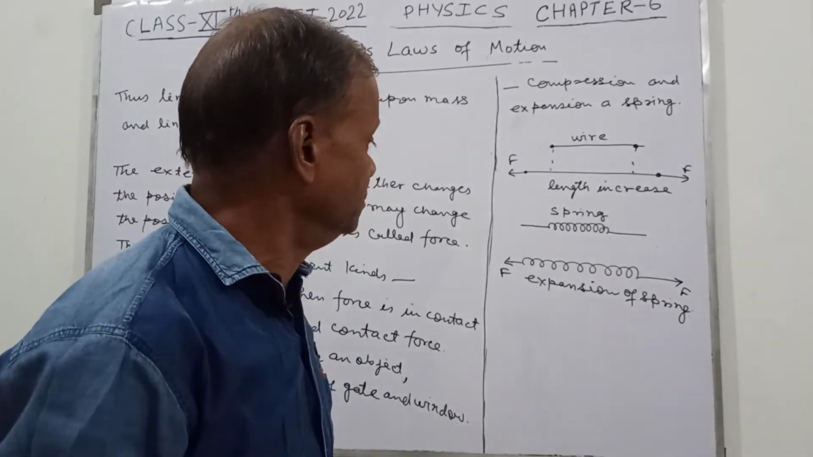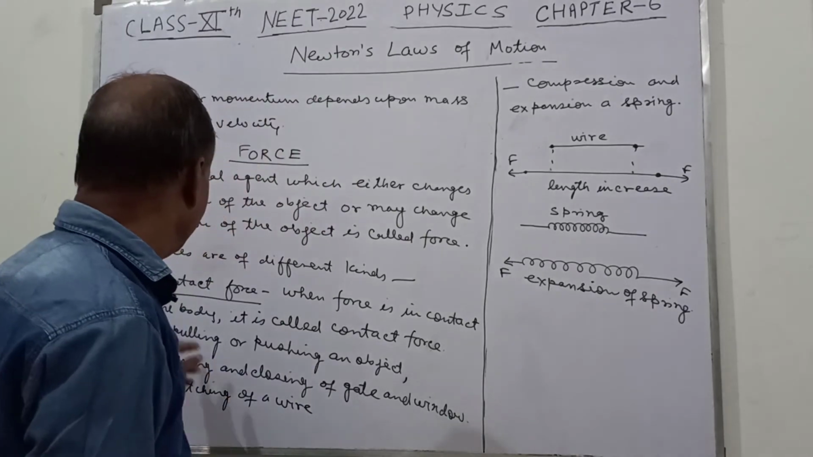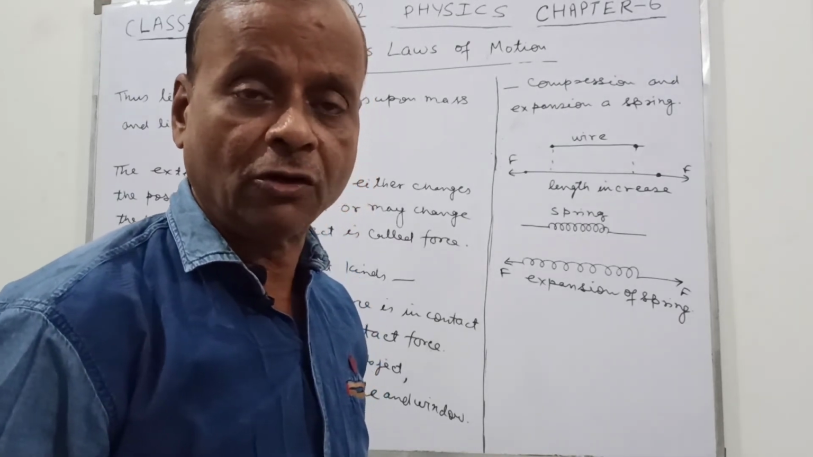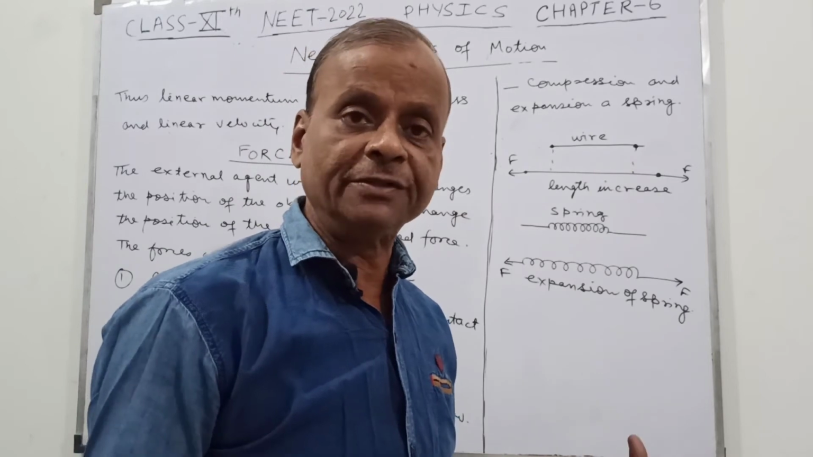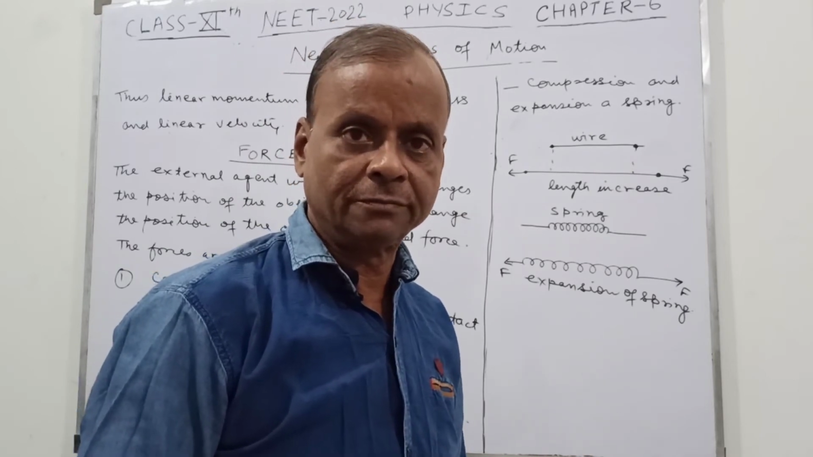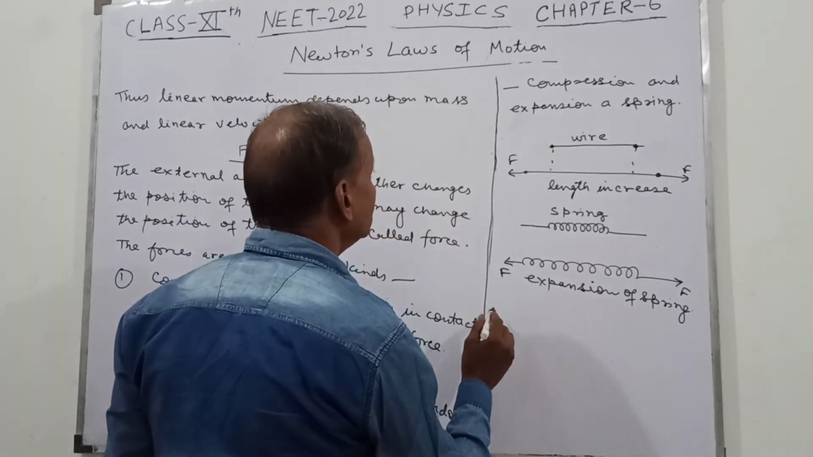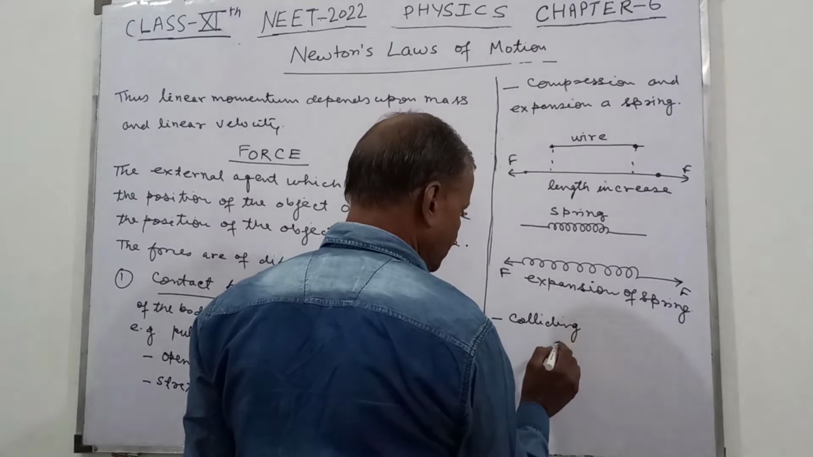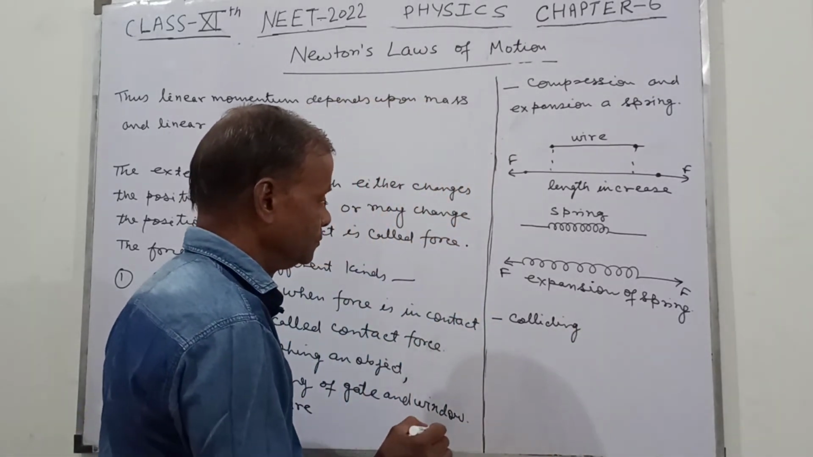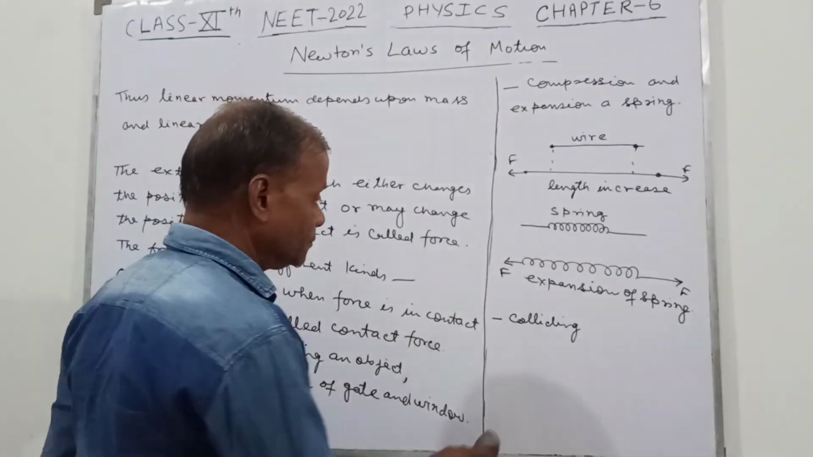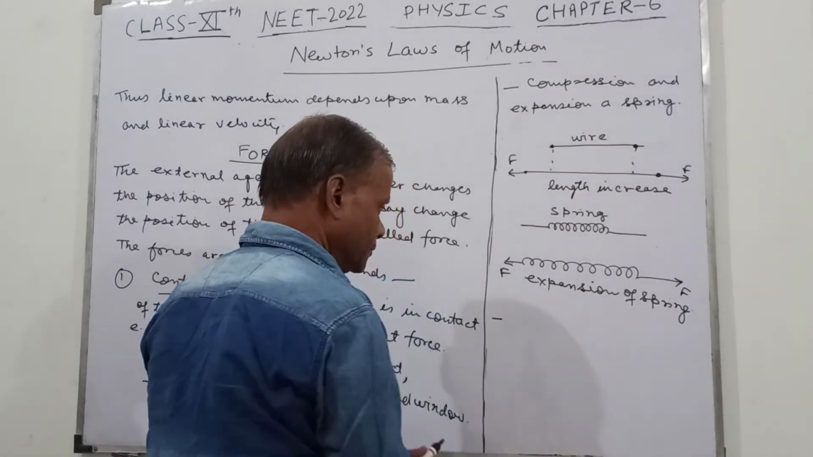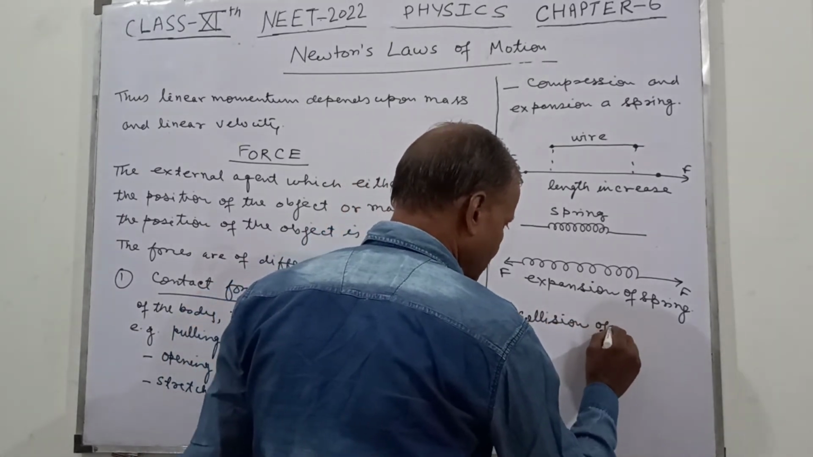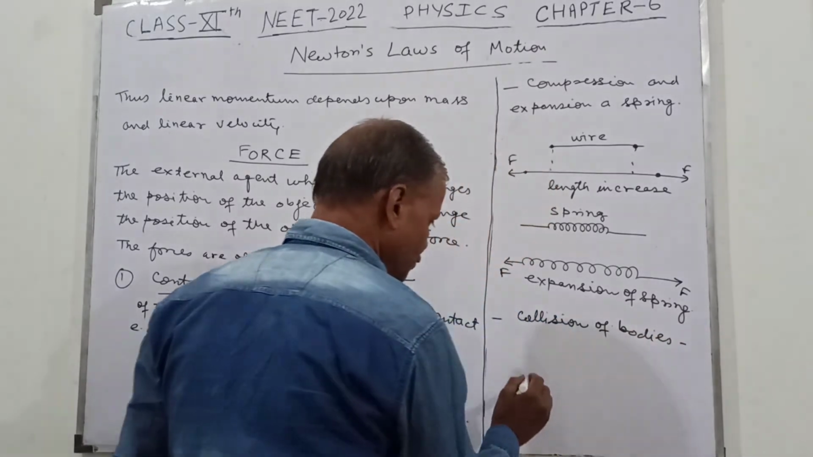Similarly, if you have other so many examples, these are called the contact forces. This is the force applied by the body of the human, or when the two bodies collide with each other, then even they are applying the force with one another. Colliding bodies. Collision of bodies.